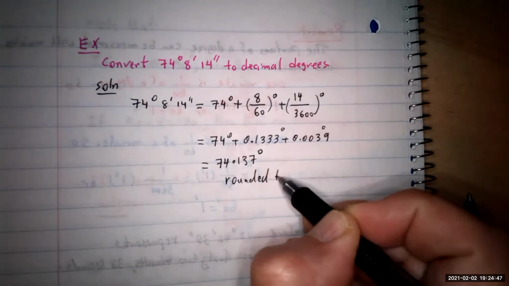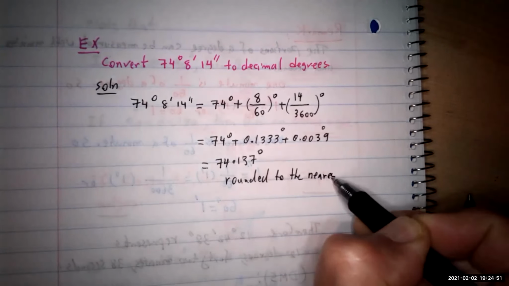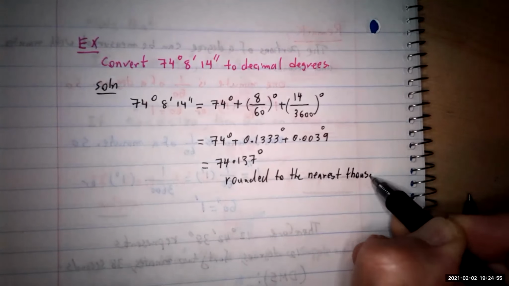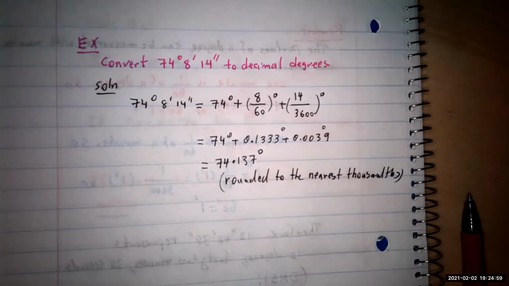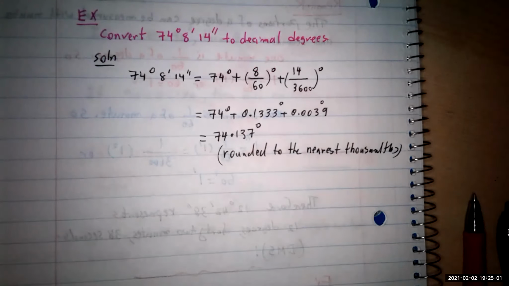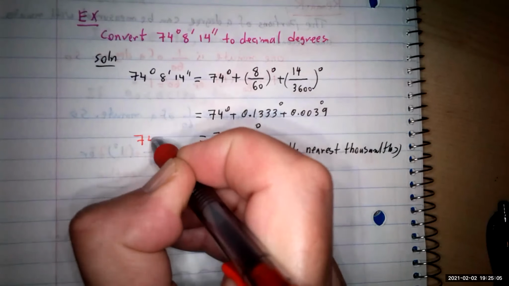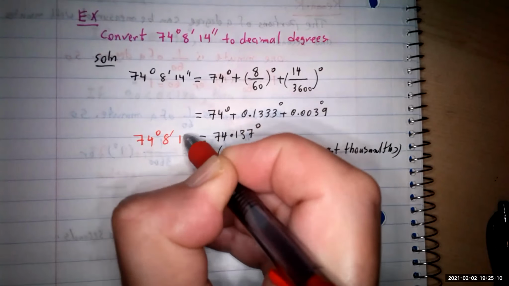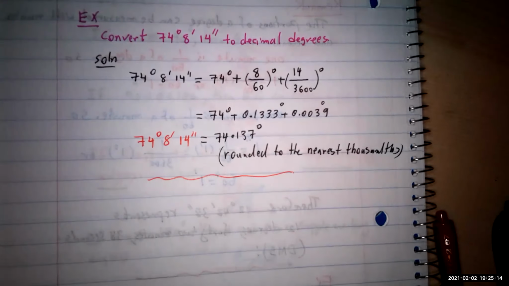Rounded to the nearest thousand place. Okay, thousands, because I use only 3 decimal places. It's not a big deal. So it's going to be 74. That was 74 degrees, 8 minutes, and 14 seconds that I changed to the decimal one.